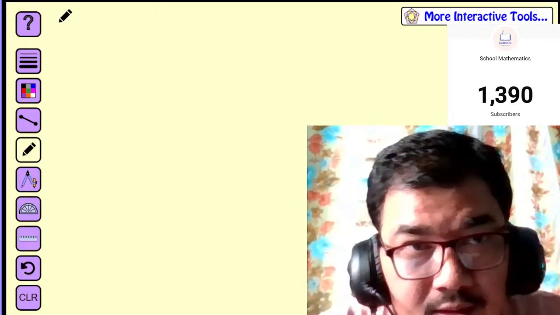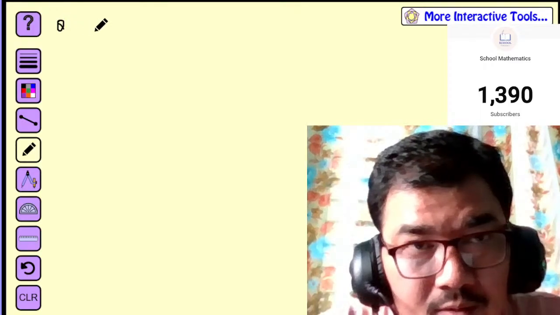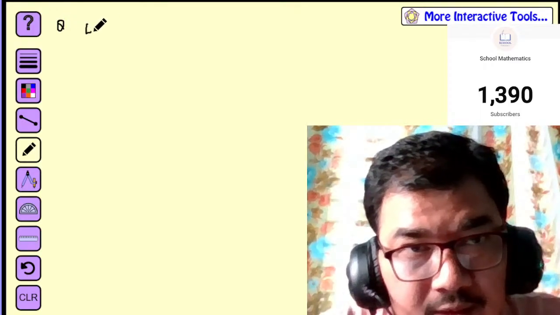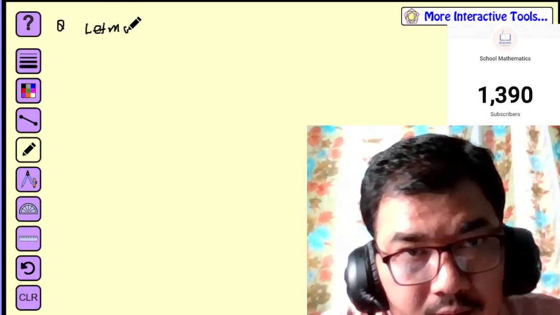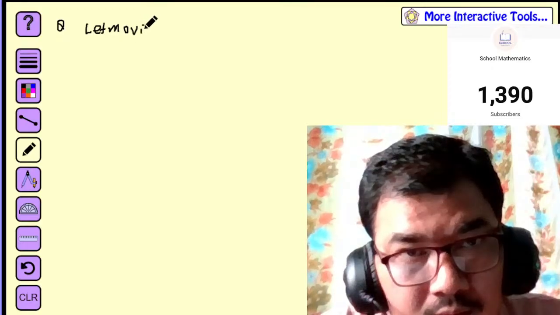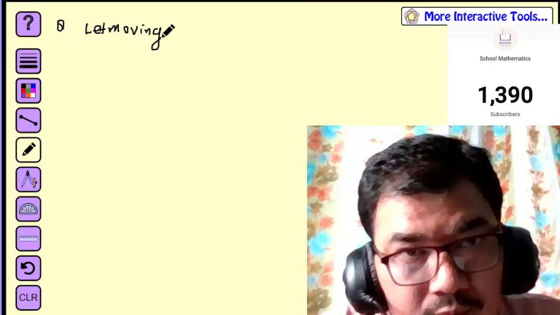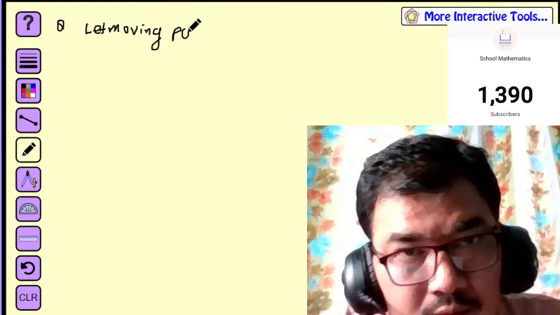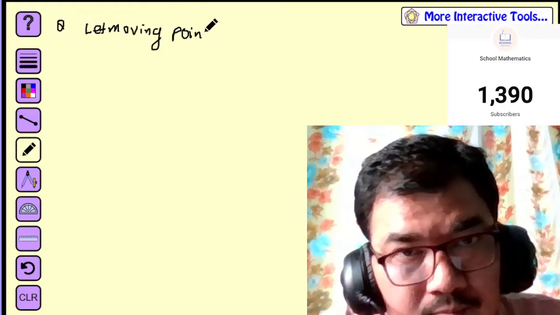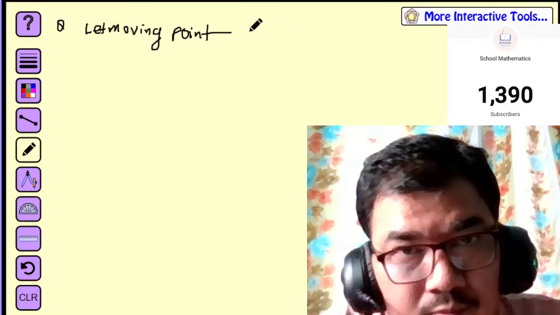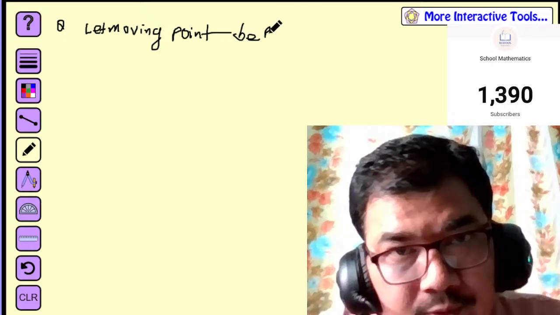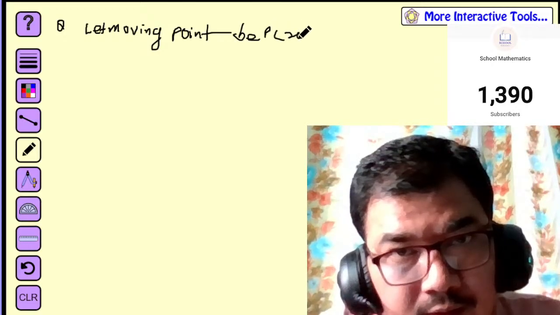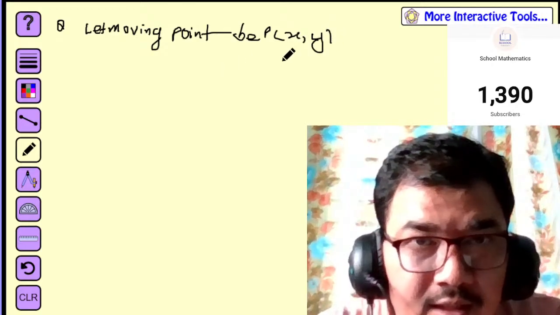Look here, we are going to find the answer to that question. Here one point is given. Suppose, let the moving point be (x, y). Let the moving point be P(x, y). Then its distance from the given point.